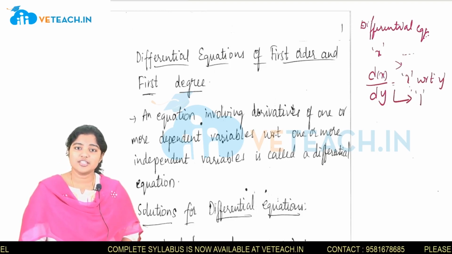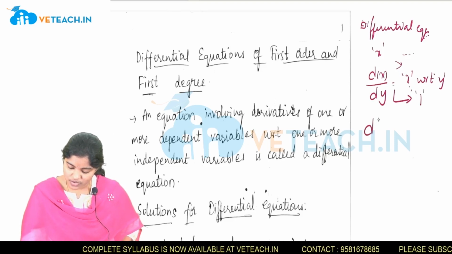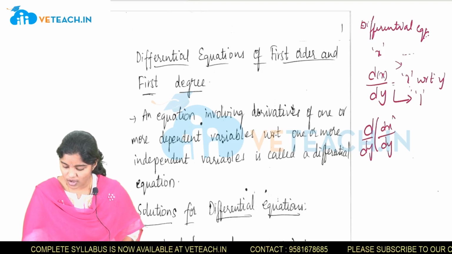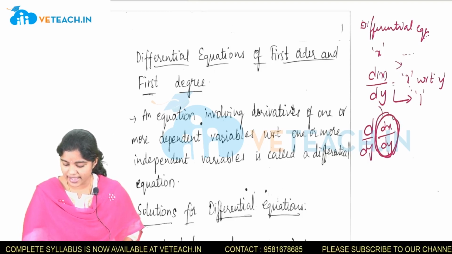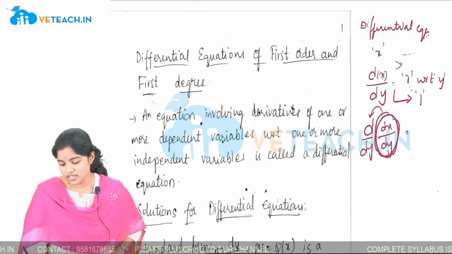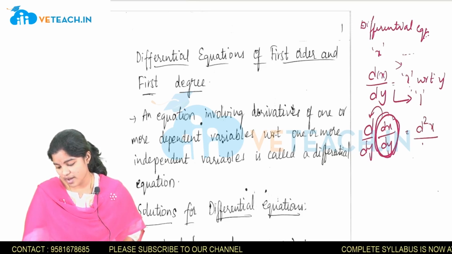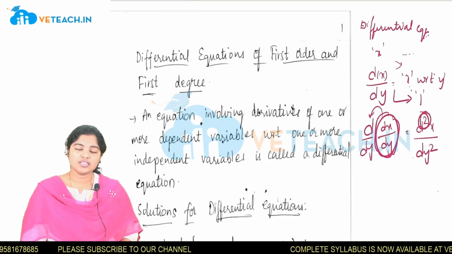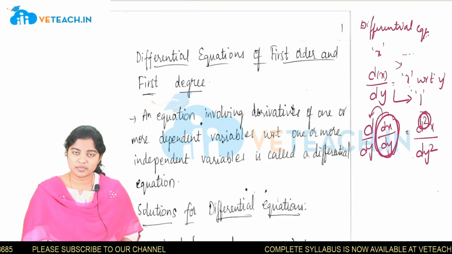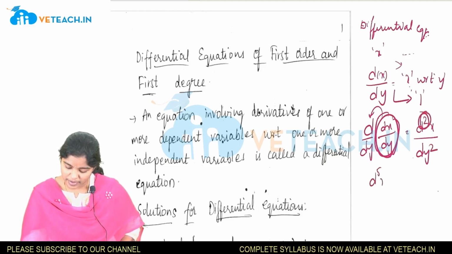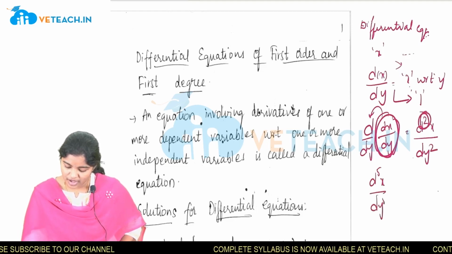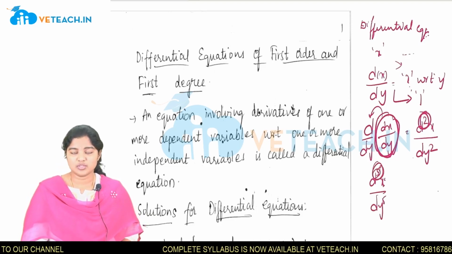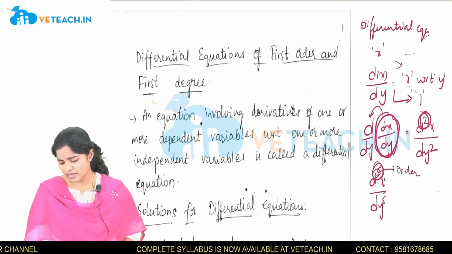Suppose I want to differentiate this equation again. Then what should I write? d by dy of dx by dy, because I am differentiating dx by dy again with respect to y. So it becomes d square x by dy square. Here the order is 2 because I differentiated this variable x 2 times. If I write d power 5 x by dy power 5, that means I differentiated the variable x 5 times, so the order becomes 5.